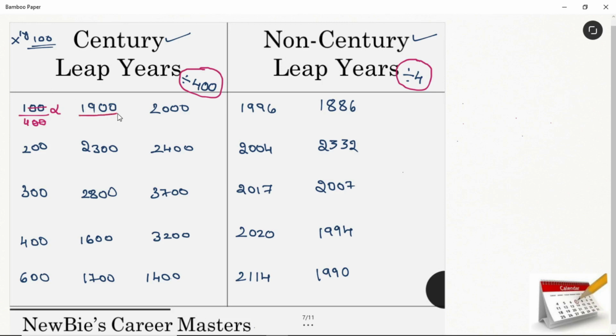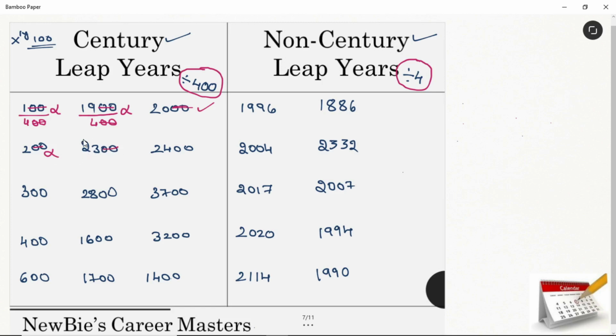Then 1900. Again divide this by 400. Cancel the double zeros. 19 is not divisible by 4, so it is not a leap year. It's an ordinary year. Rather than continuing like this, I'll just check the first 2 numbers and neglect the last 2 zeros. Is 20 divisible by 4? Yes, it is divisible by 4. Then it is a leap year. Clear? 200. I'll neglect the double zero. Then 2 is not divisible by 4. It's not a leap year.